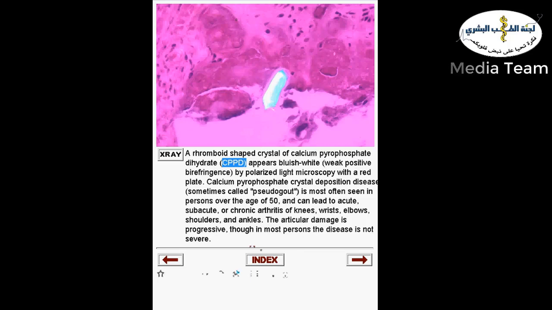It affects the large joints, knees, wrists, elbows, shoulders, and it starts after the age of 50. It does not start early in life. So it's destructive, but it's slower. The process is slower than those with gout disease.